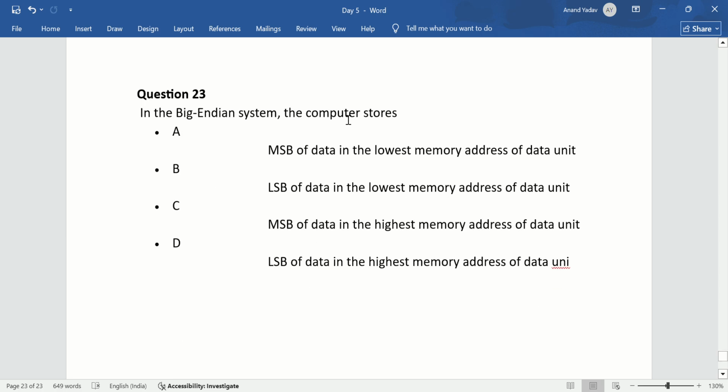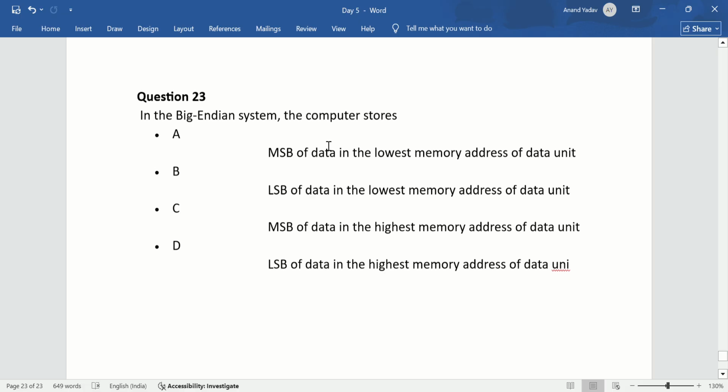Now the next one: in a big endian system, the computer stores the MSB of the data in the lowest memory address of the data unit. True. The MSB is stored in the lowest memory address. So for this question only option A is correct, not the LSB at the lowest memory address. That is false.